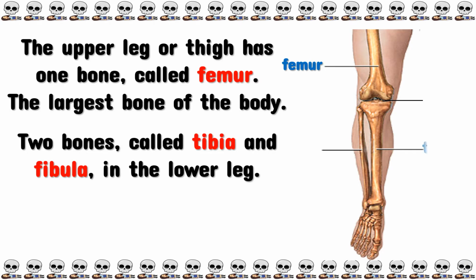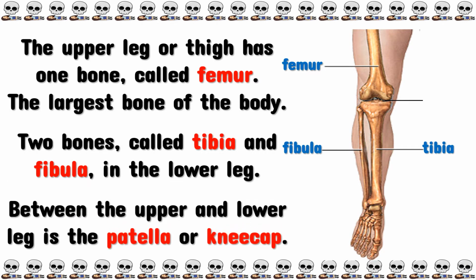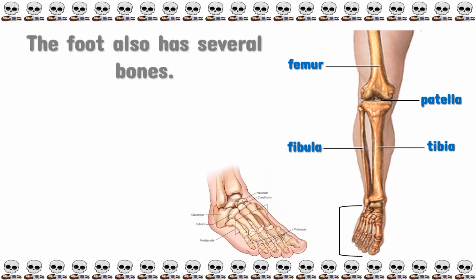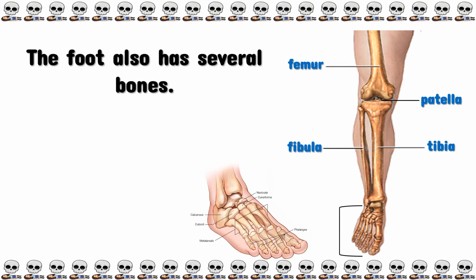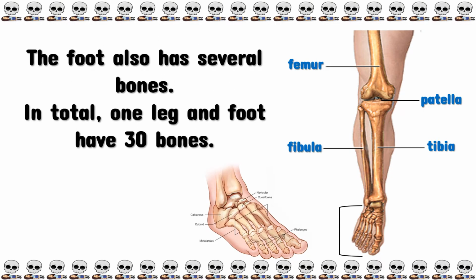Two bones called tibia and fibula are in the lower leg. Between the upper and lower leg is the patella or kneecap. The foot also has several bones. In total, one leg and foot have 30 bones.